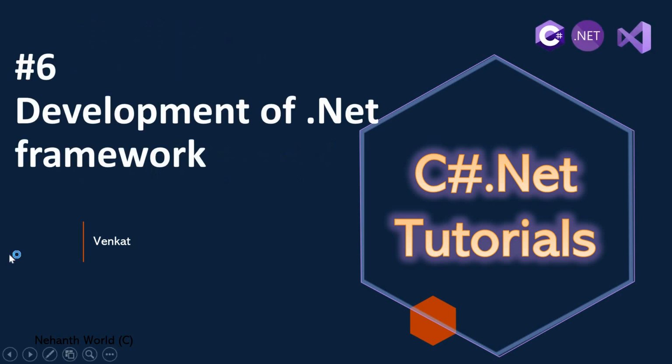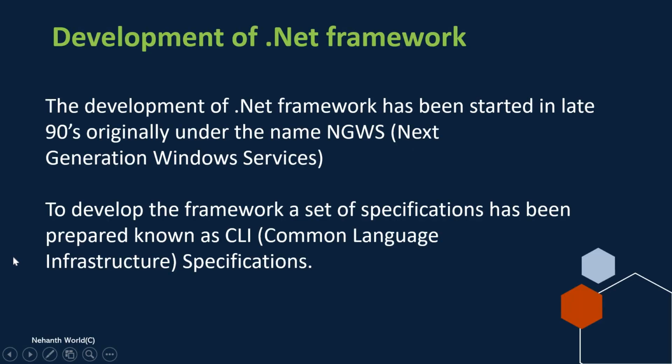I'm Venkat. In this video, let us see the development of .NET Framework. So how it started, how it became. The development of .NET Framework started in the late 90s, originally under the name NGWS, Next Generation Windows Services. Later on, it was renamed as .NET. To develop the framework, a set of specifications was prepared, known as the CLI specifications, Common Language Infrastructure specifications. Let us see what those specifications are.